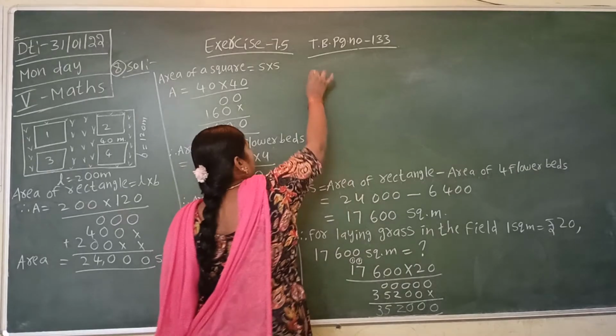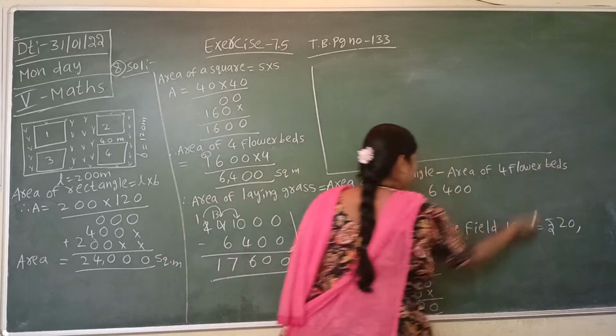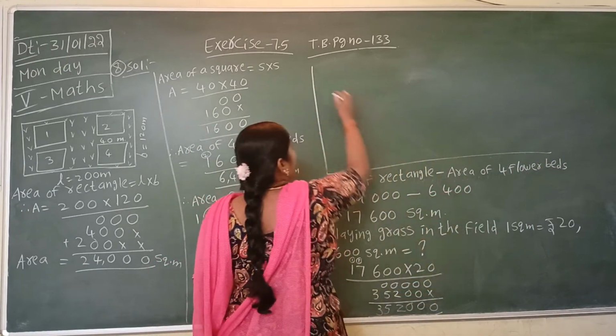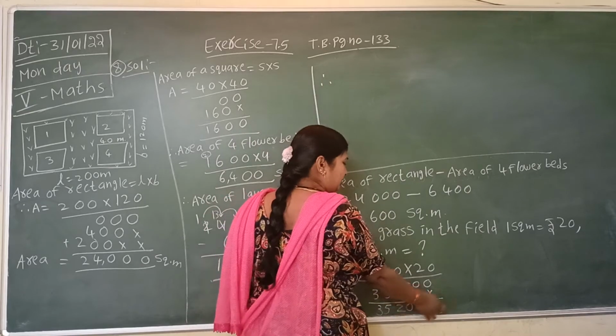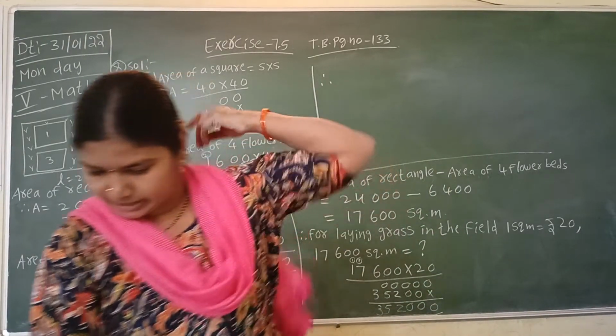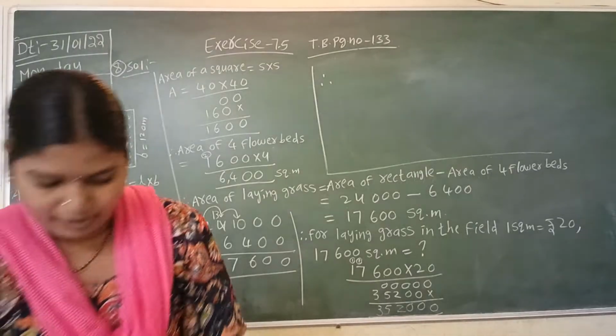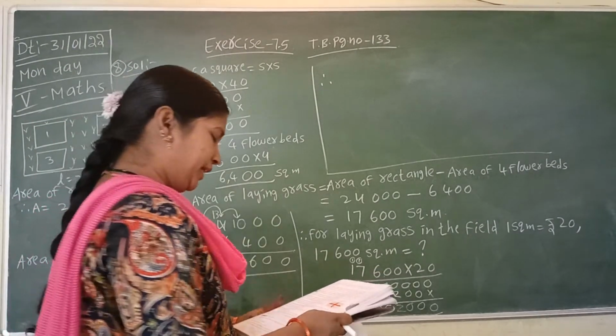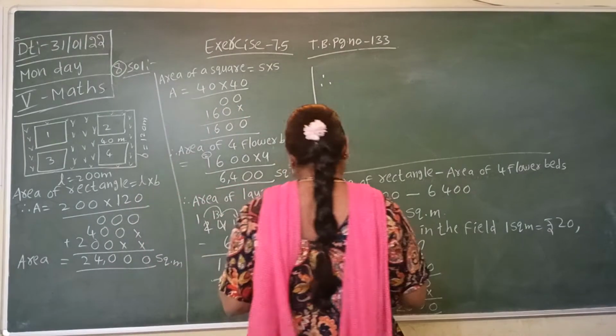Final step, you have to write down what they are asking in the question. Here the place is not enough, so I am writing here. This multiplication is over; after that you have to continue with that step. What are they asking in the heading? Calculate the cost of laying grass in the garden.